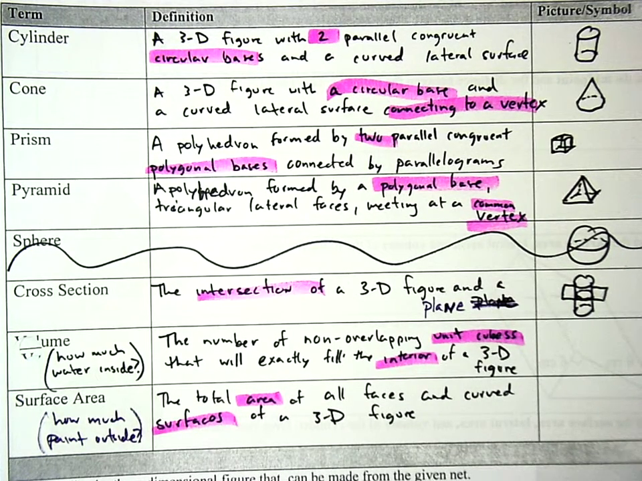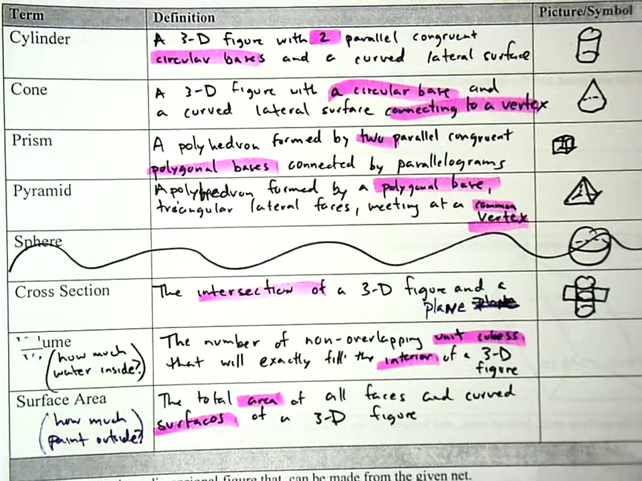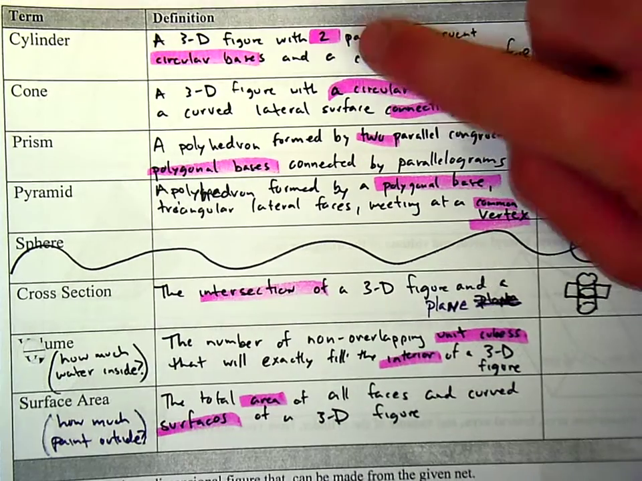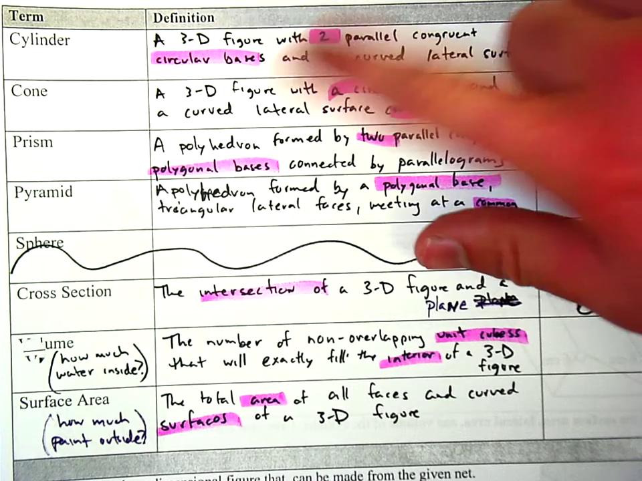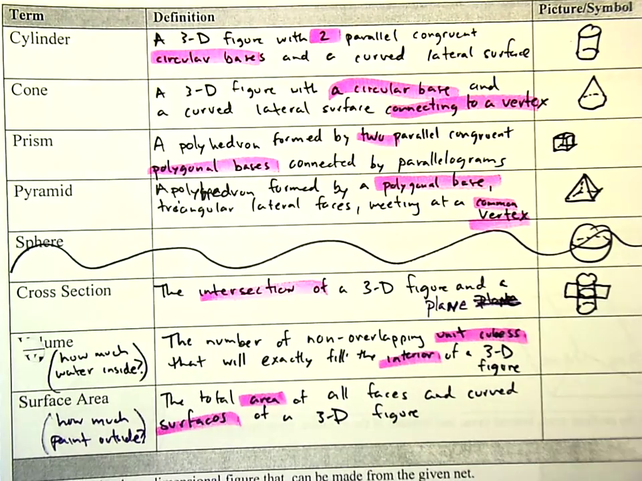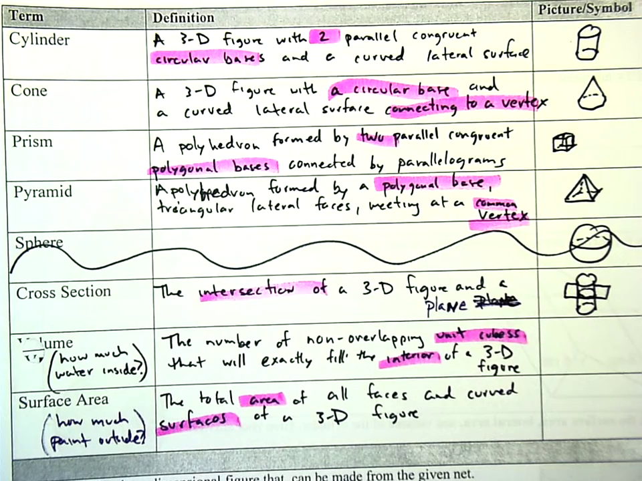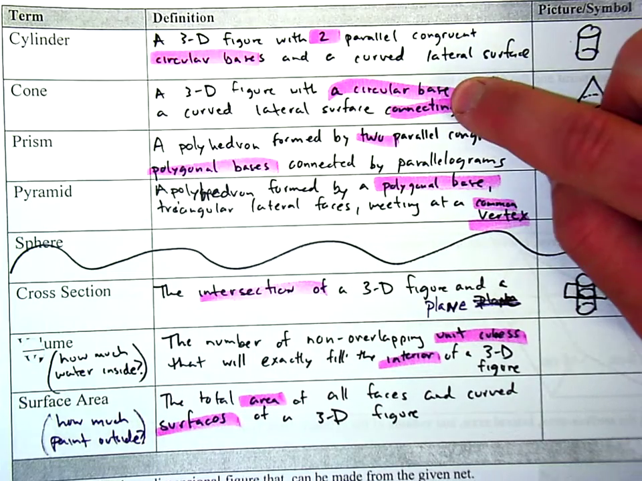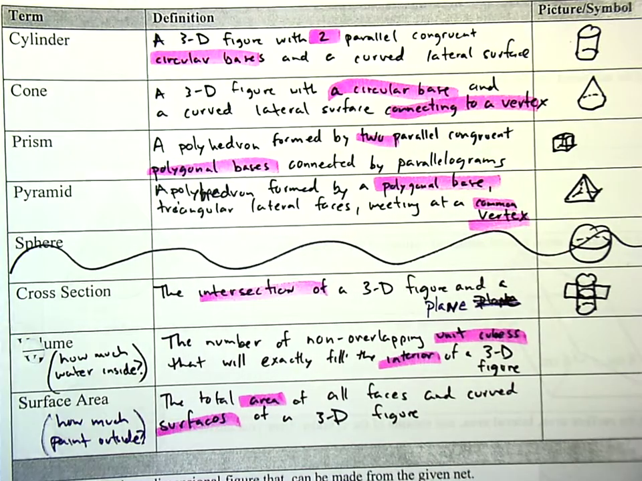These are pretty simple. They're going to show up as these long definitions on the test, but we're really looking for these key words. For instance, a cylinder has 2 circular bases, and that's something we've talked about over and over again that everybody is really familiar with. A cone has a, meaning 1, circular base. So really simple, really straightforward.